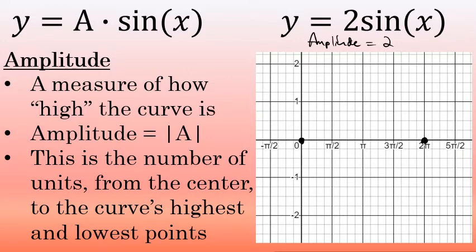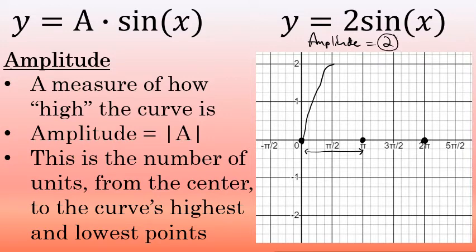The middle of one cycle of the graph occurs at pi radians. Halfway between 0 and pi, halfway between the beginning and the middle, the graph will rise to its highest point, which is 2 units in this case.